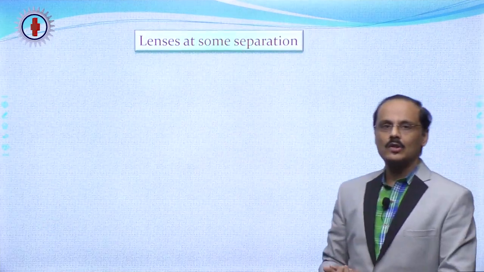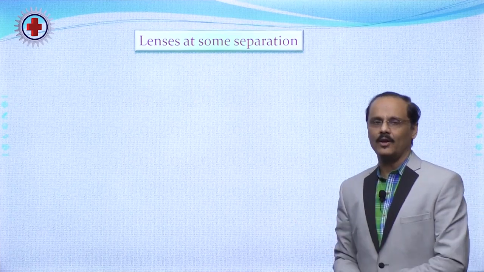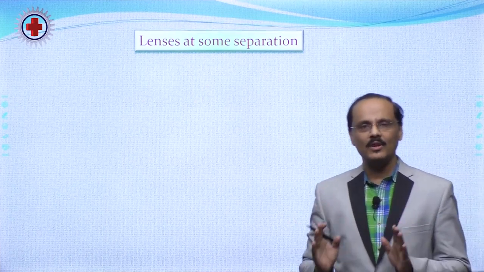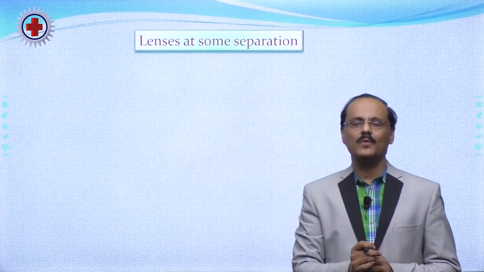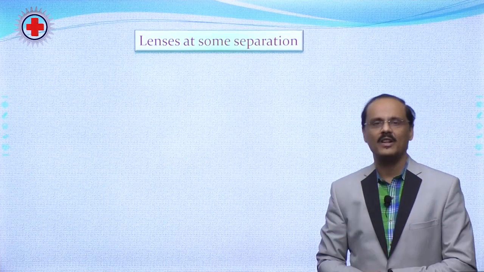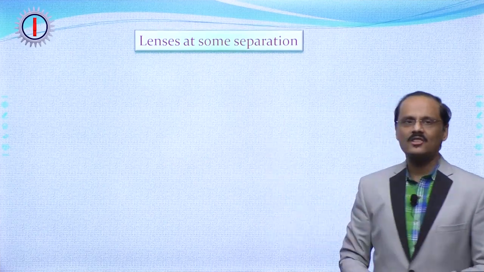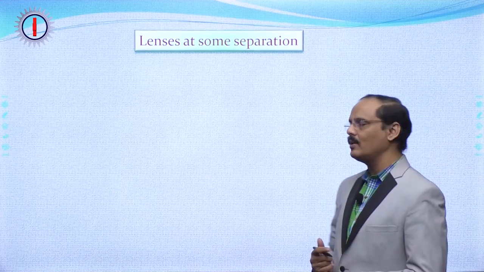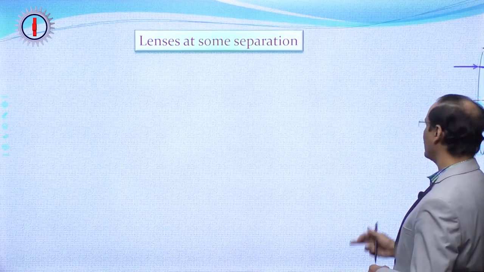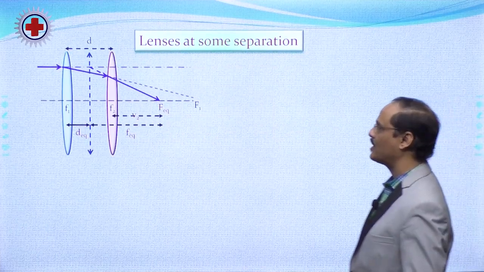Now, if I put two lenses at some separation, then we get a formula. That formula is finally useful to get certain values, but to solve problems it is not at all useful. Still, for understanding how it works, we will find how to get the equivalent focal length when two lenses are placed at some separation.